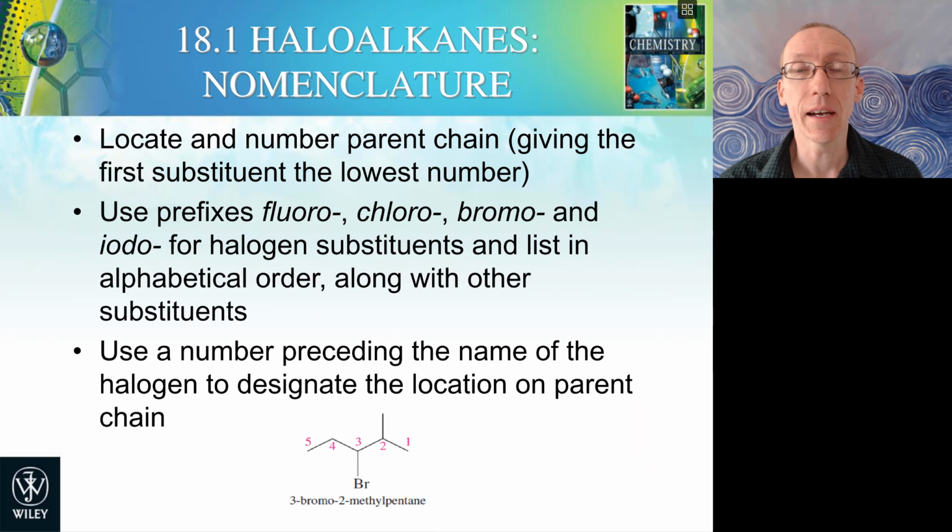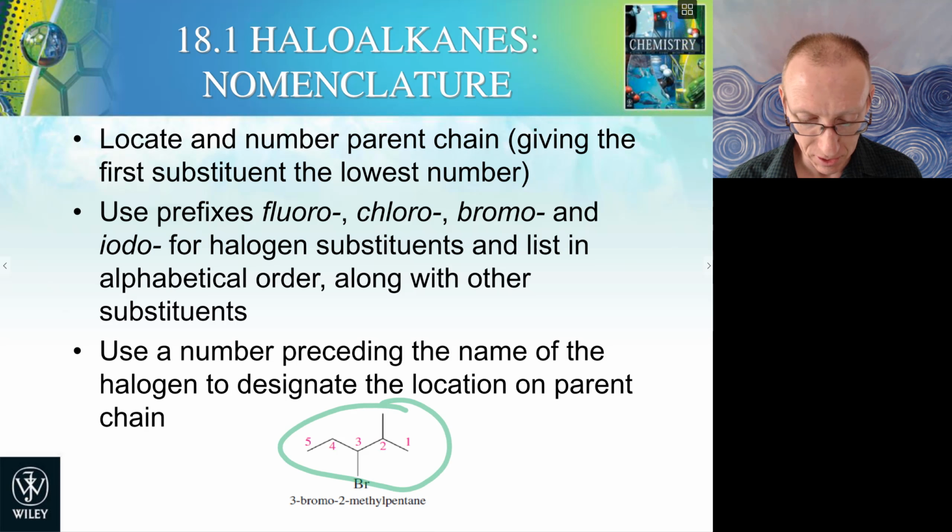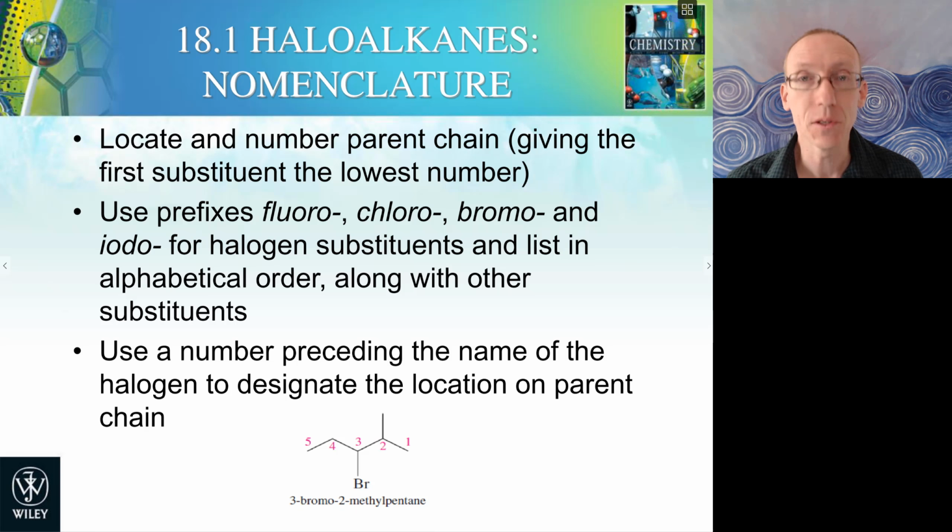So naming haloalkanes is quite simple. We just take the stem of the compound and number the halogen as a substituent such that we put the number of that halogen in front of it. And so it's quite simple once you've done naming of any other compounds with substituents.